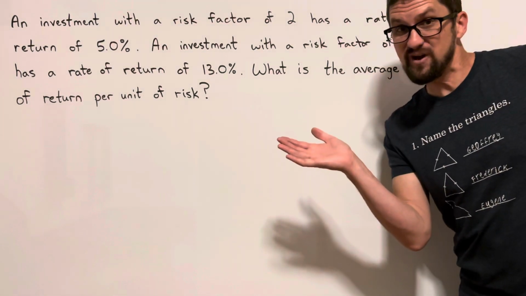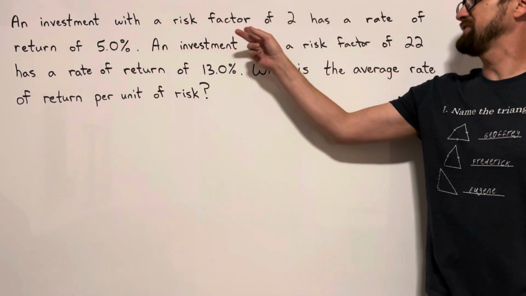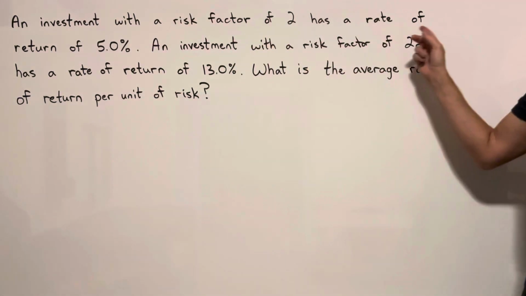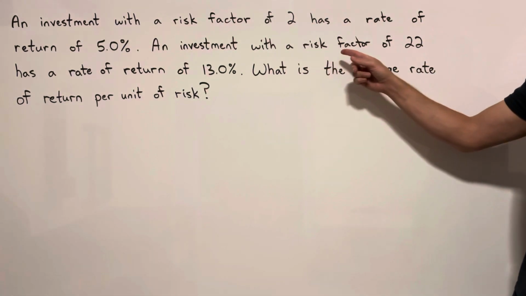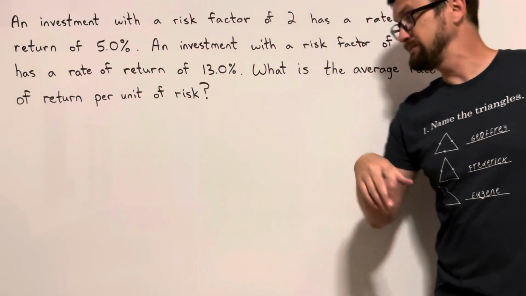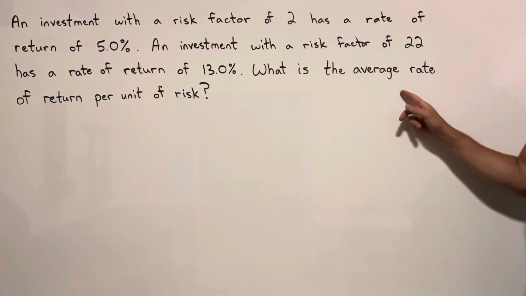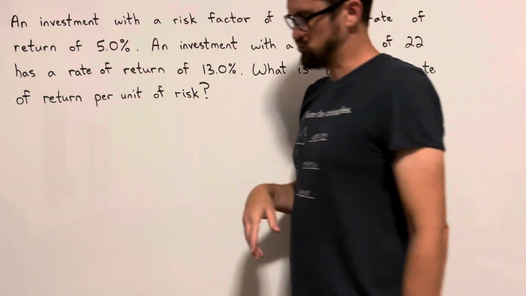We have an average rate of change word problem here. It says an investment with a risk factor of 2 has a rate of return of 5%. An investment with a risk factor of 22 has a return rate of 13%. What is the average rate of return per unit of risk?